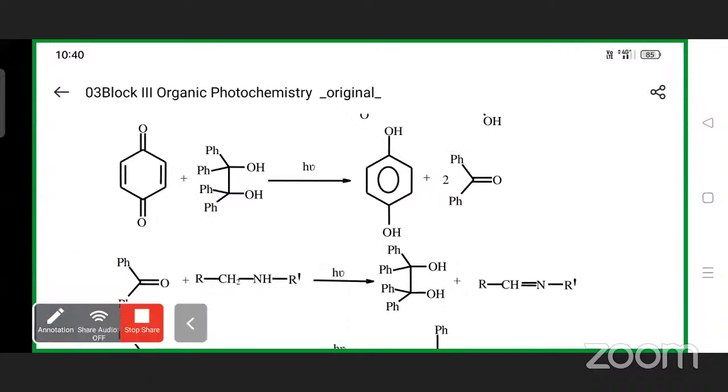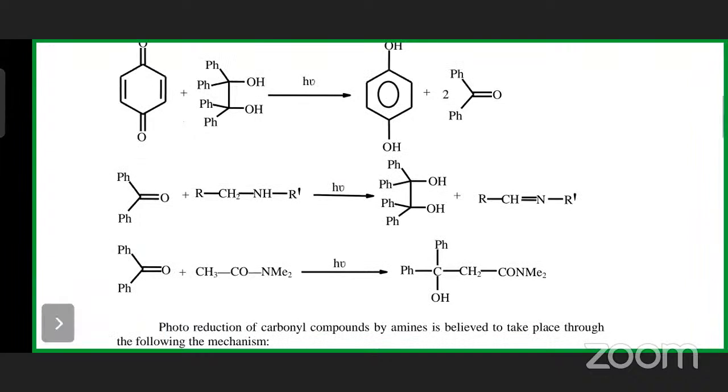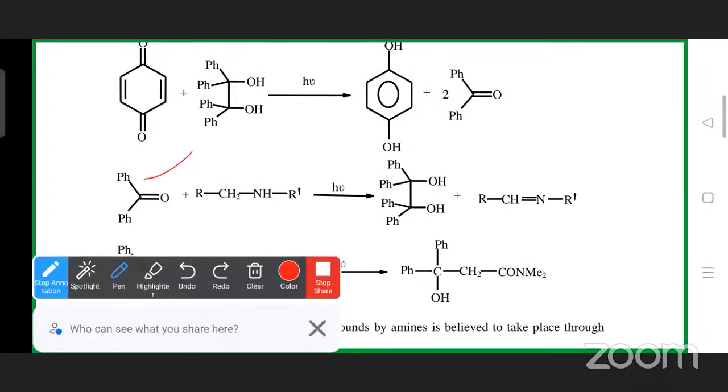Side products. Okay. Now one more example with base, with amines here. You can see benzophenone here, and this secondary amine with an alpha hydrogen. So this particular benzophenone is undergoing reduction with the secondary amine, which has the alpha hydrogen here. These are the products. Benzophenol is the product here.